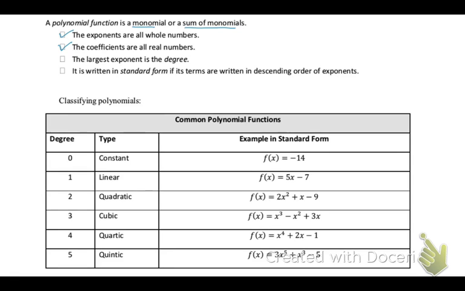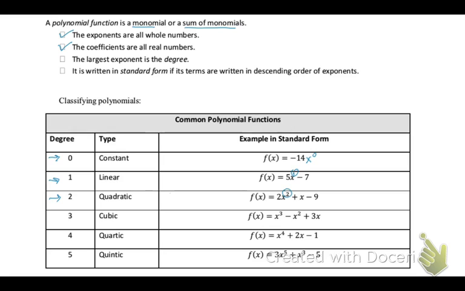So let's start with the polynomial that is degree 0. Its type is a constant, and when you look at the equation, you'll understand that because you'll just see a number there, like f of x equals negative 14. Technically, the variable term is to the 0 power, so that's why it's degree 0. Now, a degree 1 polynomial is linear, and its input is to the first power.